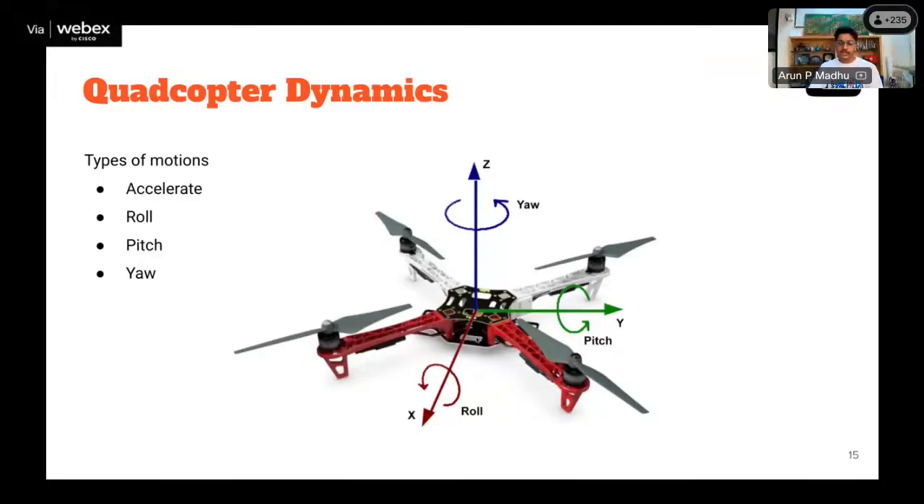Something interesting to notice here is that rotation around the x-axis actually causes a motion along the y-axis. So roll is rotation around the x-axis, but when you roll a quadcopter, the resulting motion is that it moves side by side, which is a motion along the y-axis. And when you do a pitch, which is a rotation around the y-axis, you will get a motion forward and backward, which will be a motion along the x-axis. That is something interesting that you can find in quadcopter dynamics.